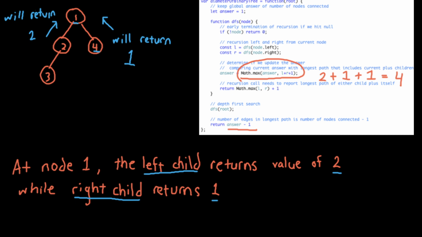So part of the original problem statement says the longest path might not traverse through the root node. So let's take a look at what that might look like. So suppose you have here 6, right? Then you have 7, 8, 9, 10, 11. So where is the diameter?